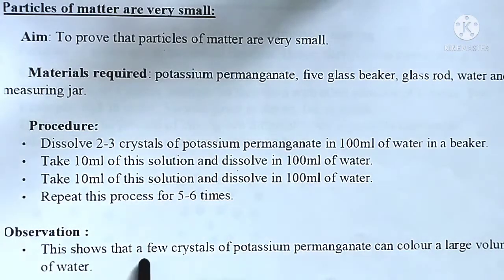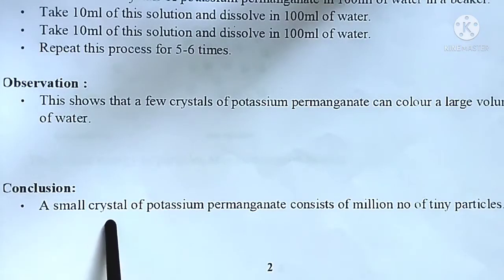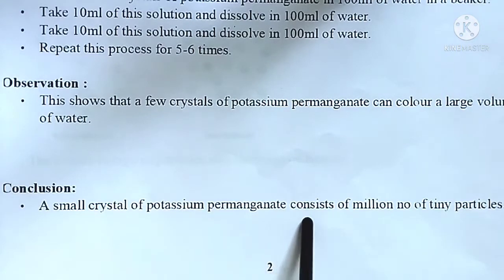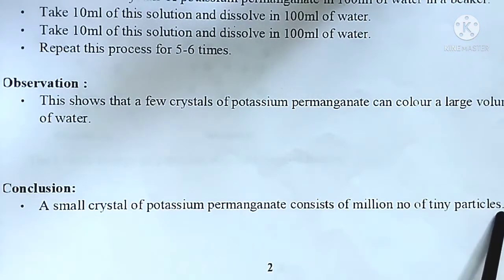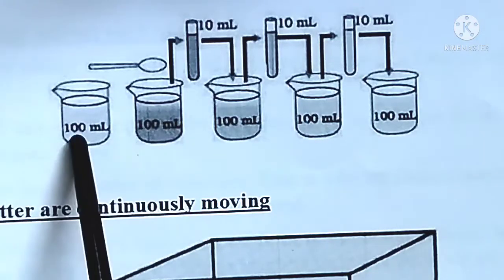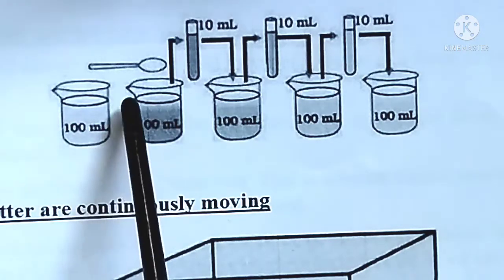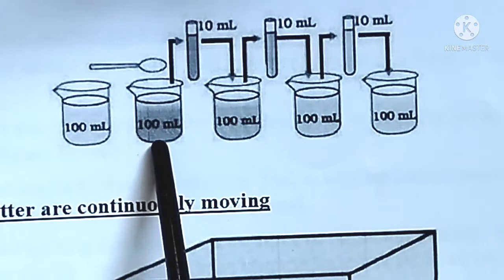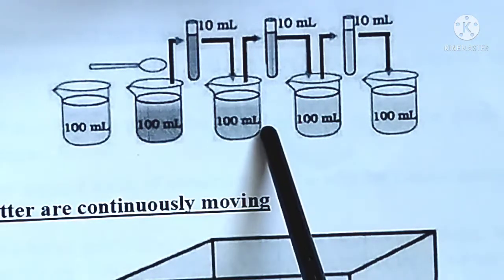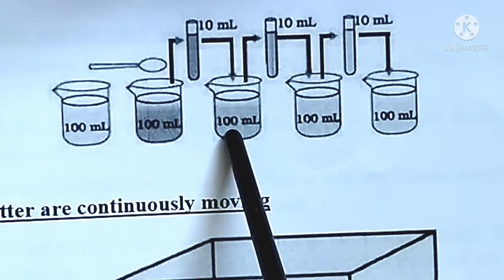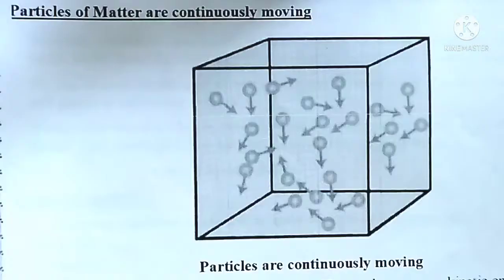Observation: this shows that a few crystals of potassium permanganate can color a large volume of water. Conclusion: a small crystal of potassium permanganate consists of a number of tiny particles. In the diagram, to 100 ml of water we add 10 ml of potassium permanganate solution, and the color changes each time we add 10 ml to that water.